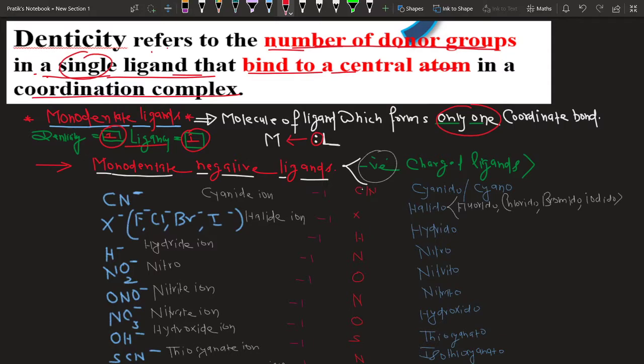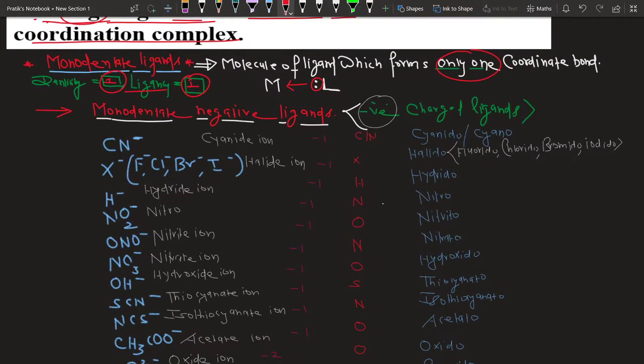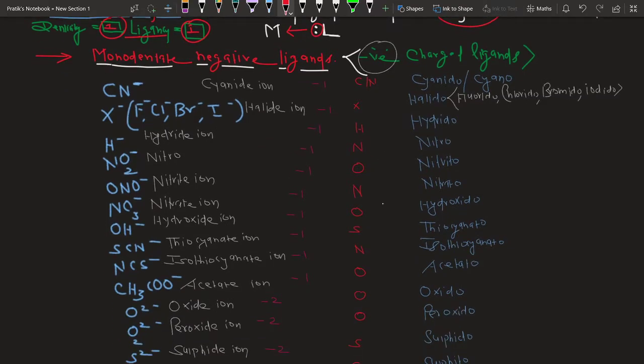Now, in monodentate ligands, there are negatively charged ligands, positively charged ligands, and neutral ligands. Let's see some negatively charged ligands. It is very important to know the names of ligands, because the entire chapter is based upon ligands. All the ligands I have written have negative charge, but they can form only one coordinate bond, and that's why they are referred to as monodentate negative ligands. In all cases, they form only one coordinate bond.